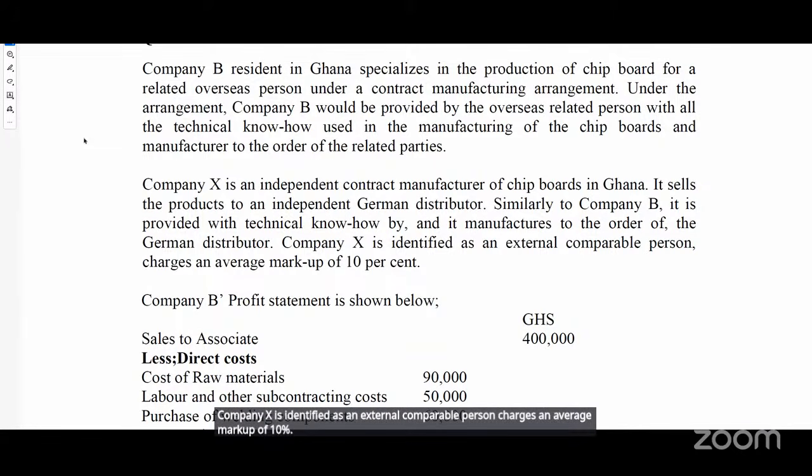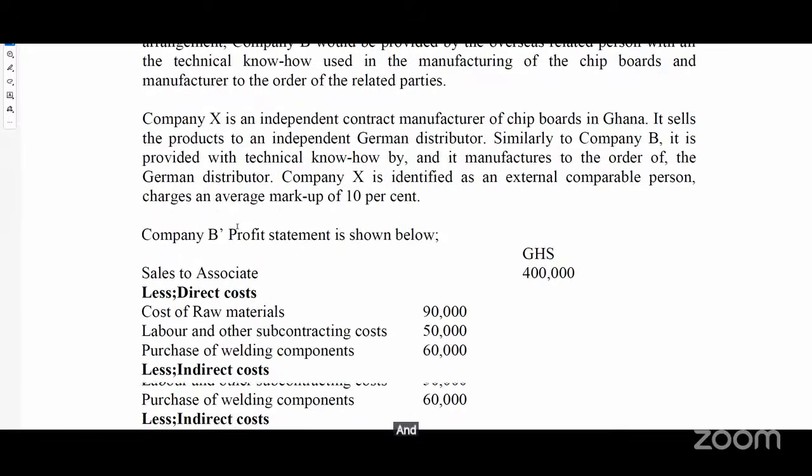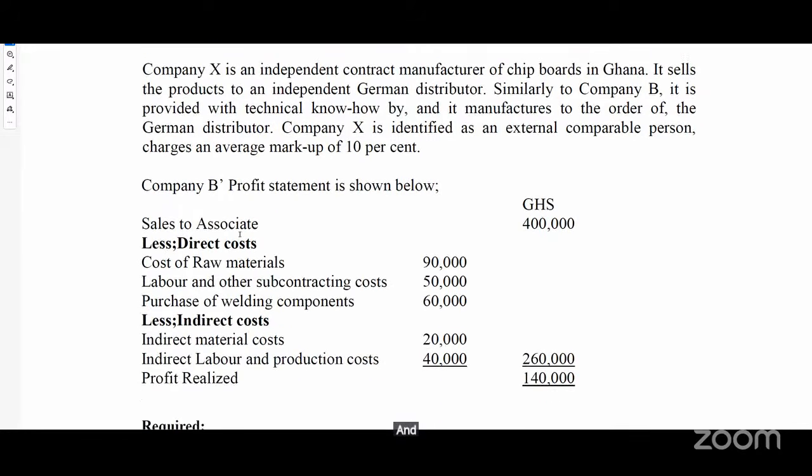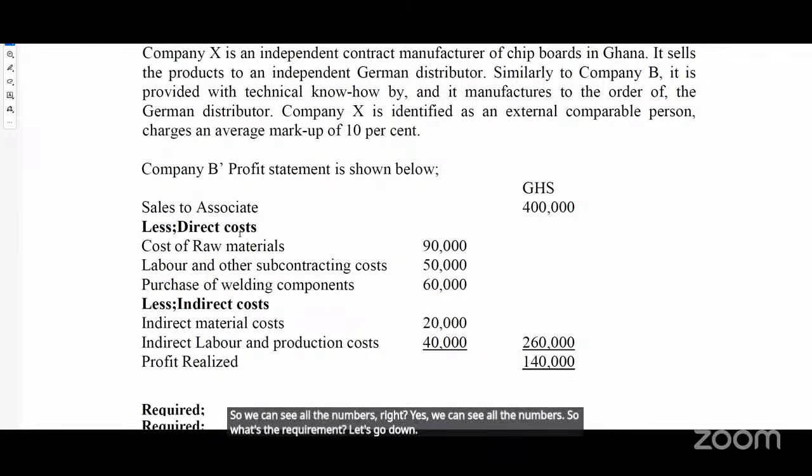Company B's profit statement is shown below. We have sales to associate as 400,000, then direct costs and indirect costs giving 260,000. We can see all the numbers, right? Yes. So what's the requirement? Let's go down.